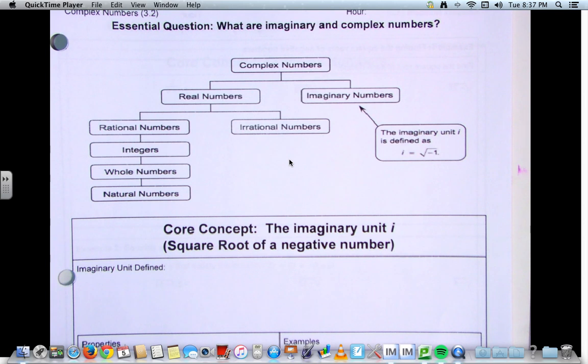I, which is the square root of a negative number, and we are also going to talk about complex numbers.